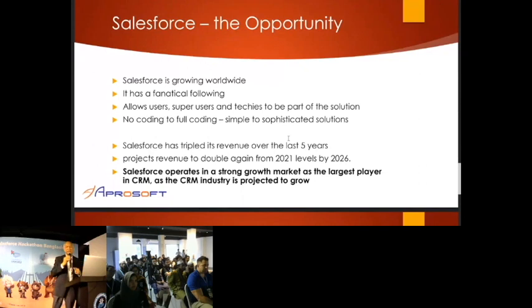So Salesforce basically allows users, super users, and techies to be in the same platform at various levels and to be part of a solution, right? And that's very interesting. They were one of the first, or the earlier ones, to recognize the power of bringing these types of people together in one ecosystem. They were ahead of the curve there.